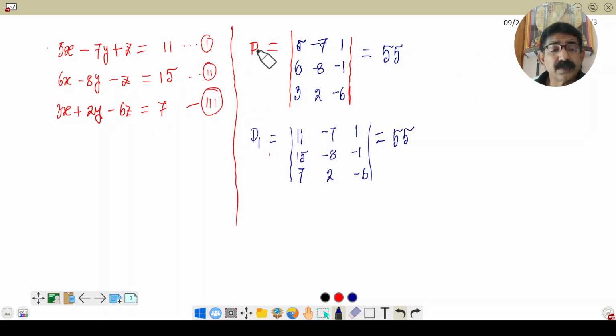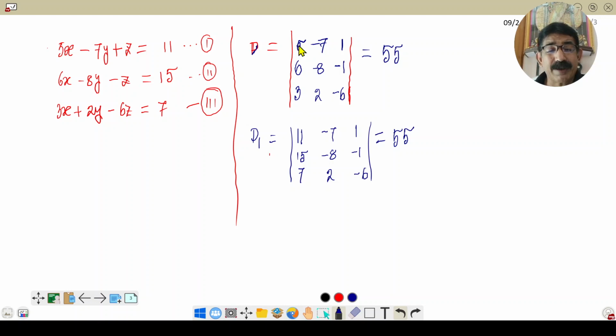So D is equal to, we have here, 5, 6, 3 in the first column, minus 7, minus 8, 2 in the second column, and 1, minus 1, minus 6 in the third. The coefficient of z is plus 1, here minus 1, and minus 6. If you expand this determinant according to the rule of determinants, you will easily get 55.